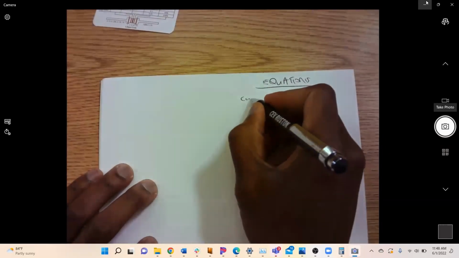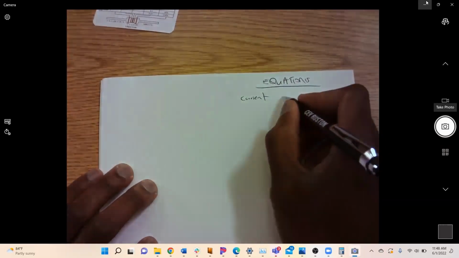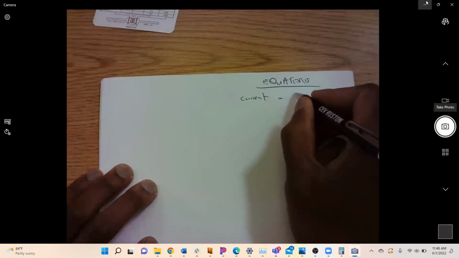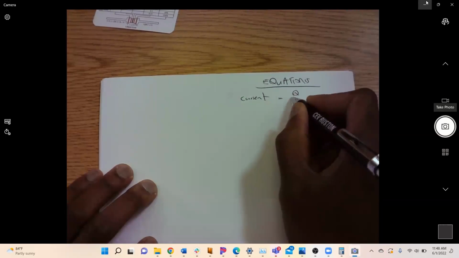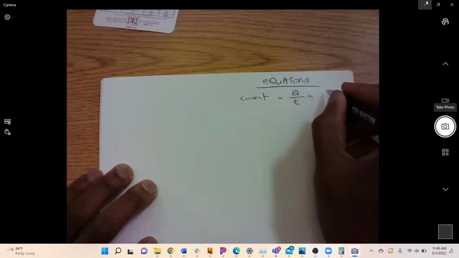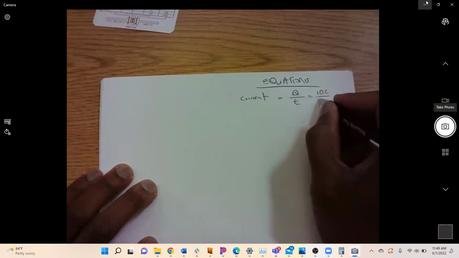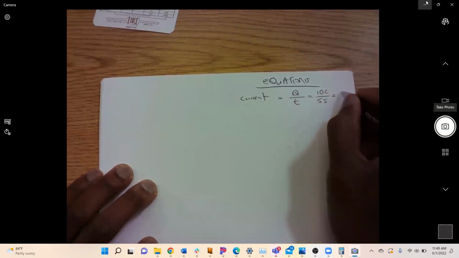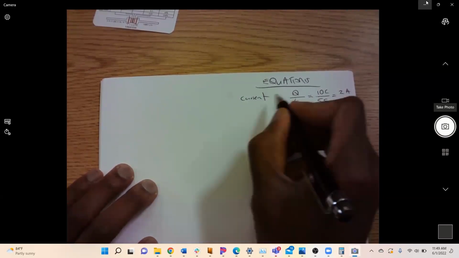First one, we talked about current. We said current is the amount of charge that flows per second. The symbol for charge is Q. And here's an example: 10 coulombs in 5 seconds gives us 2 amperes. So this is current.